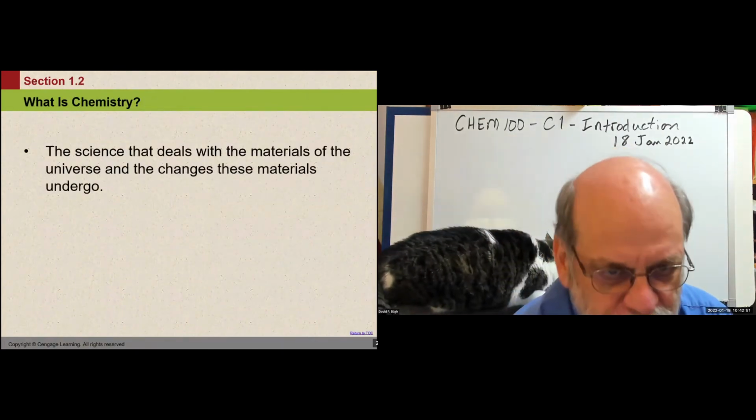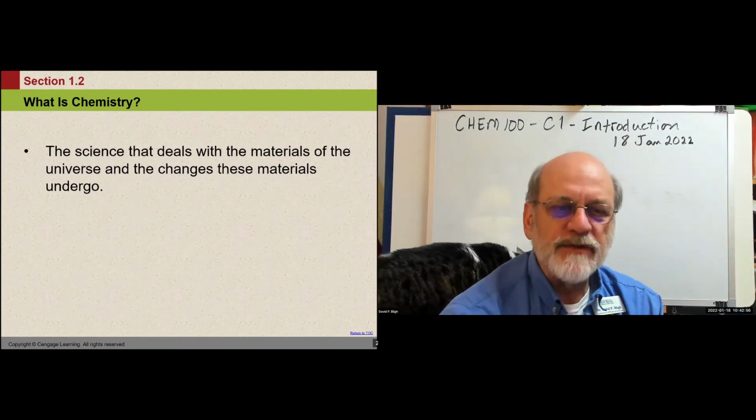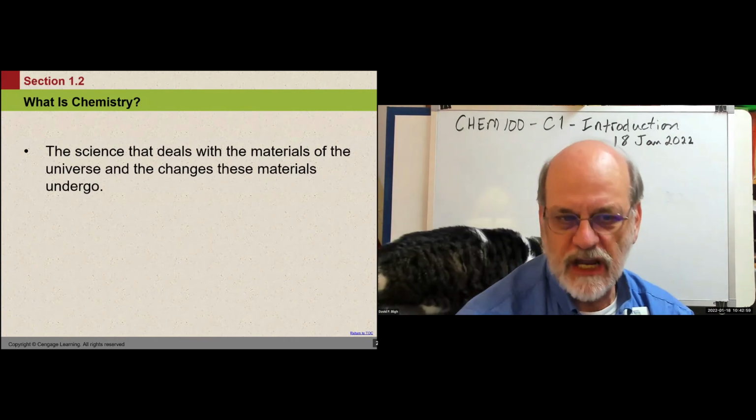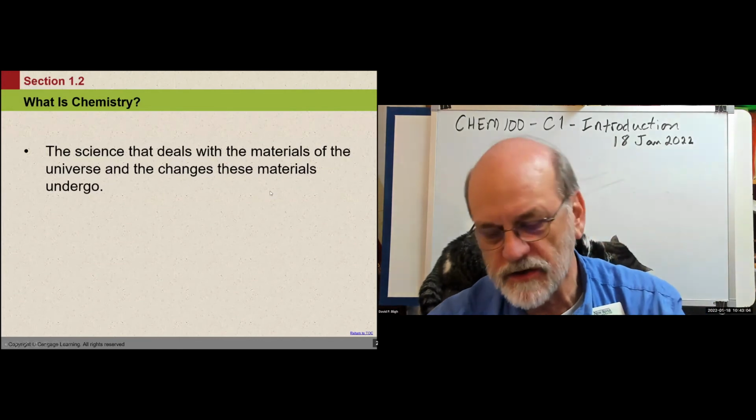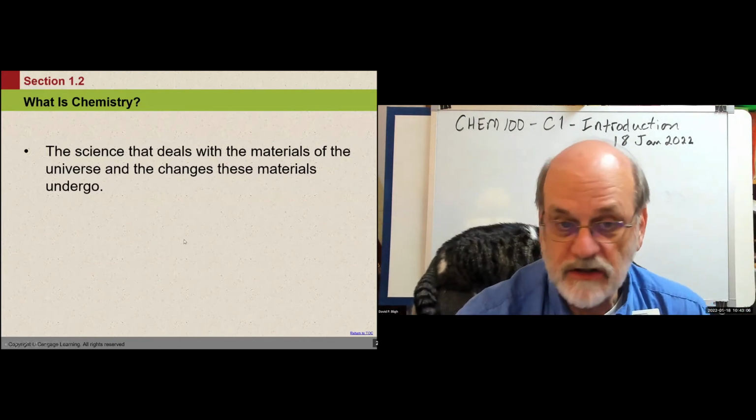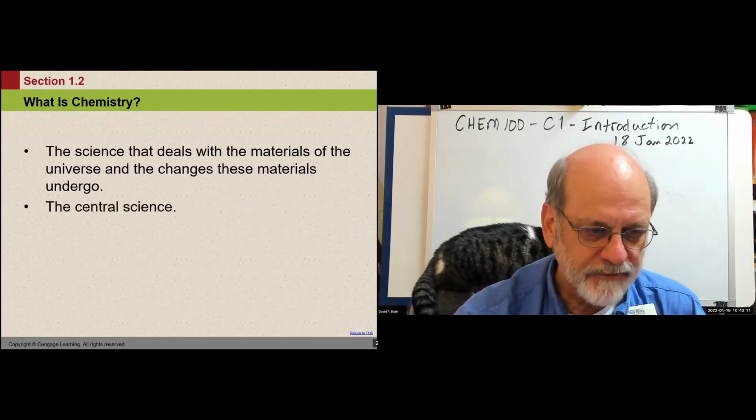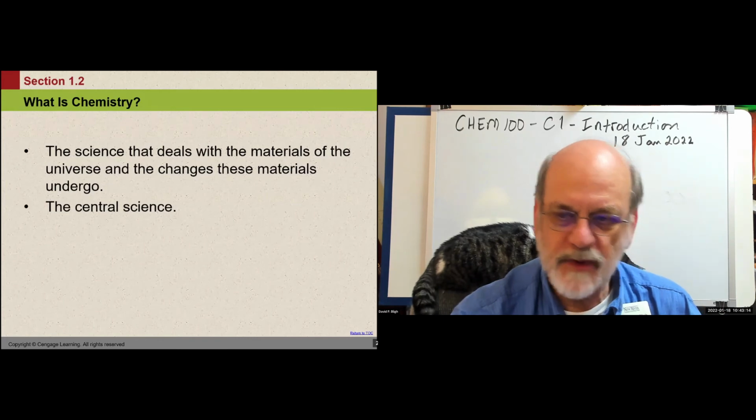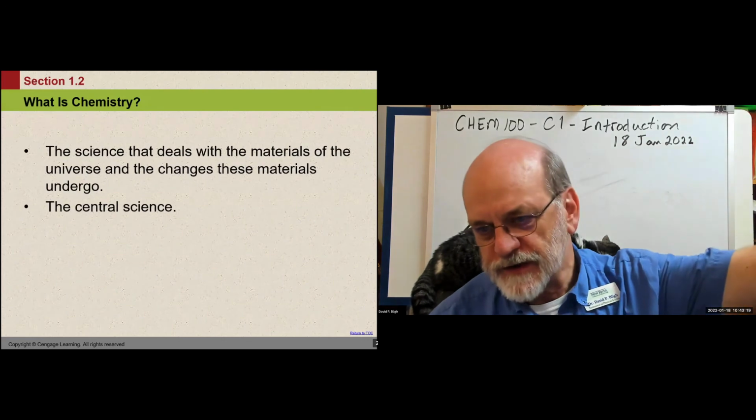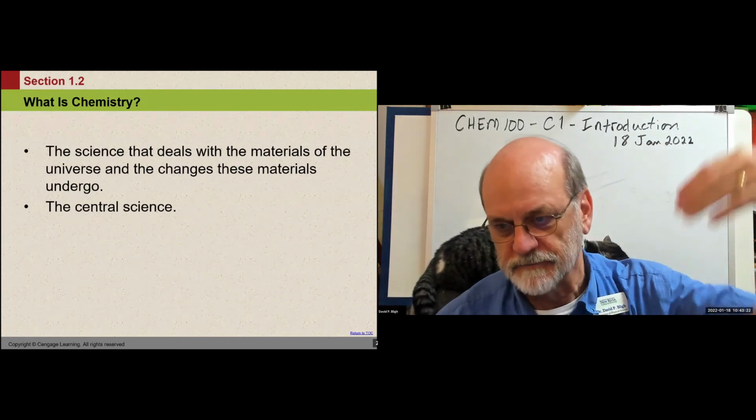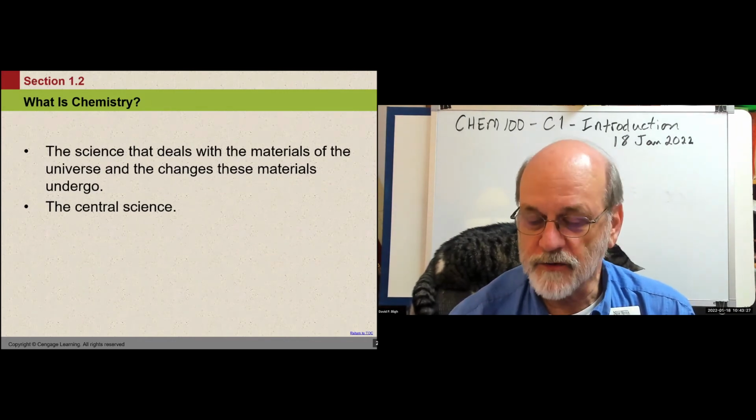Okay, in its simplest definition, chemistry is the science of substances and how they change from one to another. Materials of the universe and the changes the materials undergo. That's a valid definition. It's often called the central science. And it's only called the central science because so many others feed into it. The biological sciences, pure physical sciences feed into chemistry. And it's sort of a clearinghouse for all of these.